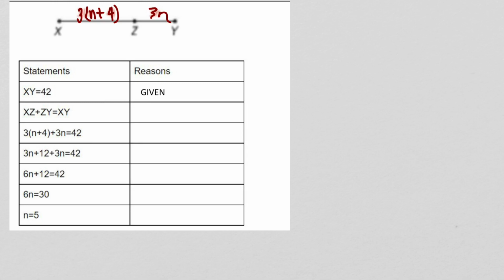Okay, here we have a picture of a line segment, X, Z to Y, and we have representations on the top. It kind of started the proof, the statements with the reasons. The first thing they're telling us is that XY equals 42. That's given. So what do you think we're going to be doing with this next one here? XZ plus ZY equals XY. That is segment addition. So we had angle addition before, now this is segment addition.